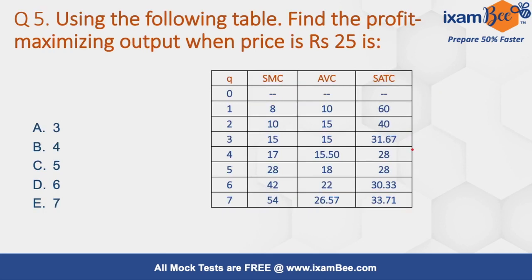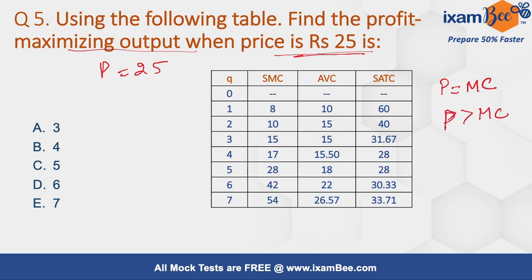Using the following table, find the profit maximizing output when the price is 25. So here we have to find the profit maximizing output at a given price. The price is given here as 25 and we have to find the profit maximizing output. So for maximizing profit, what is the condition? The price should be equal to marginal cost, or at least the price should be greater than the marginal cost. Here the price is 25 and we are given the short run marginal cost.